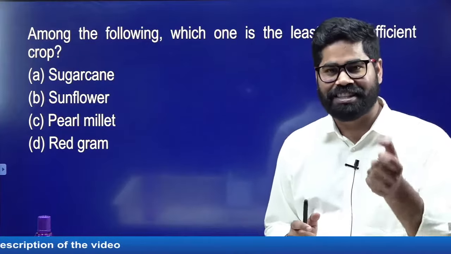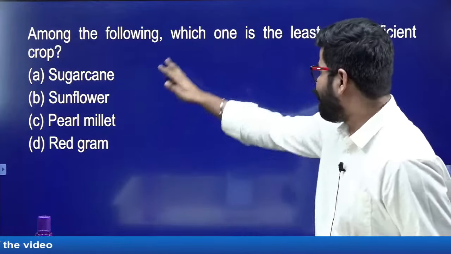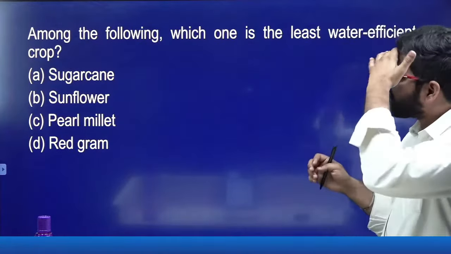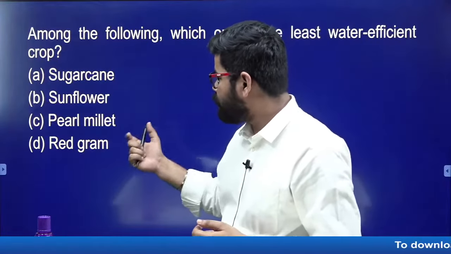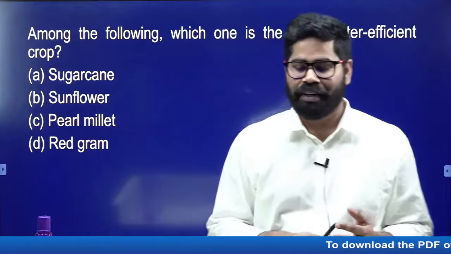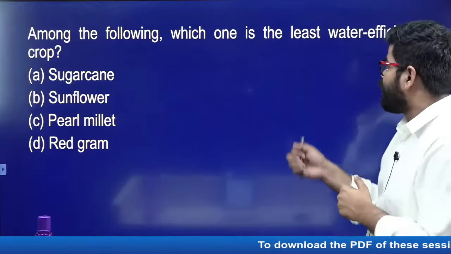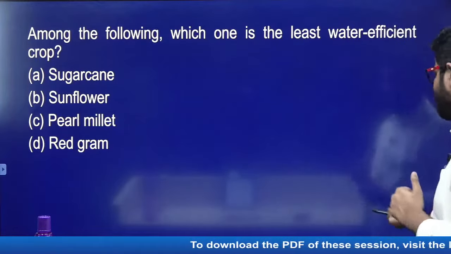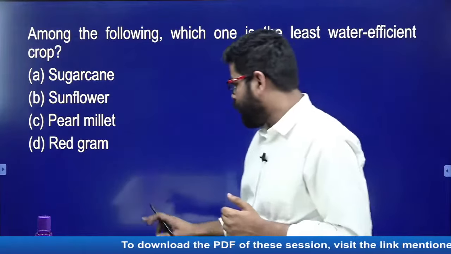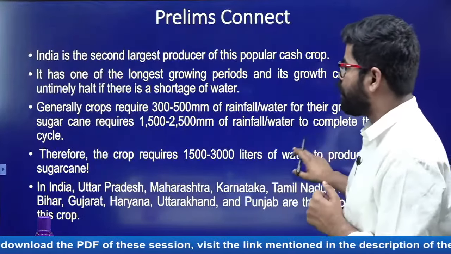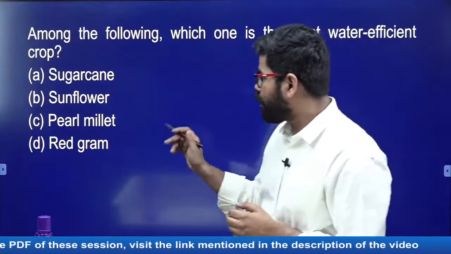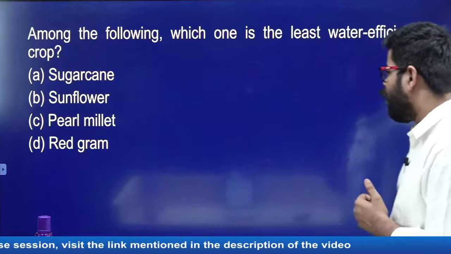I have taken a simple question to start with. Among the following, which one is the least water efficient crop? Out of these four, sugarcane, sunflower, pearl millet and red gram, which is the least water efficient crop? It means if we are talking about these crops, then which one will have the least efficiency? Whether it will be sugarcane, sunflower, pearl millet or red gram.